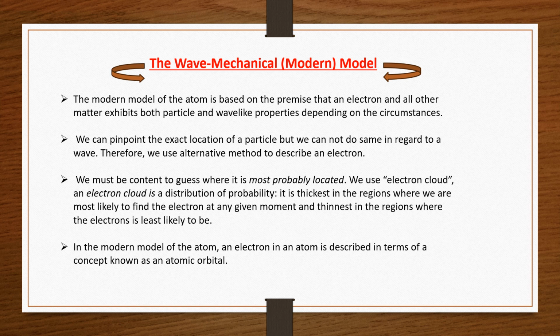We use an electron cloud. An electron cloud is a distribution of probability. It is thickest in the region where we are most likely to find the electron at any given moment, and thinnest in the region where the electron is least likely to be. In the modern model of the atom, an electron in an atom is described in terms of a concept known as an atomic orbital.